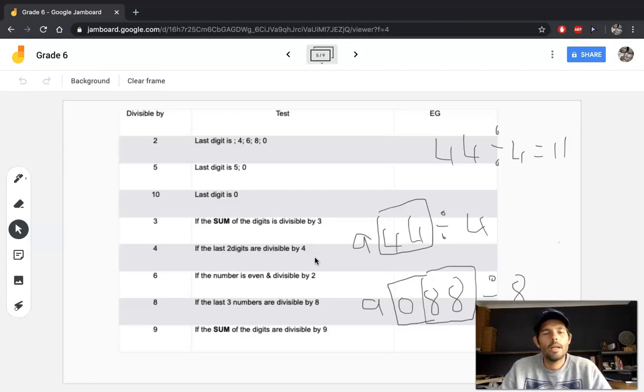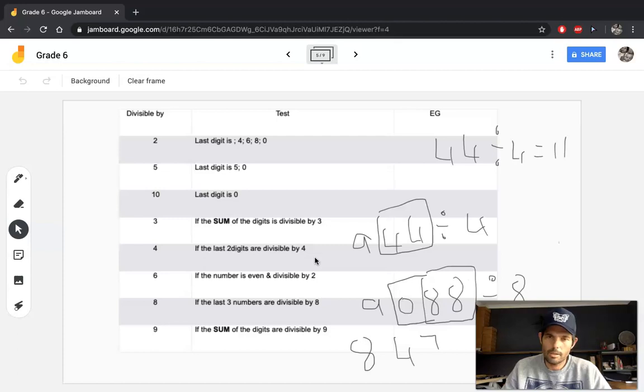Then the number 9 is the same as 3. If the sum of the digits is divisible by 9, then the whole number is divisible by 9. A quick example can be 847. Now if I add 8, 4, and 7 together, I get 19. 19 cannot be divided by 9, so therefore 847 cannot be divided by 9.